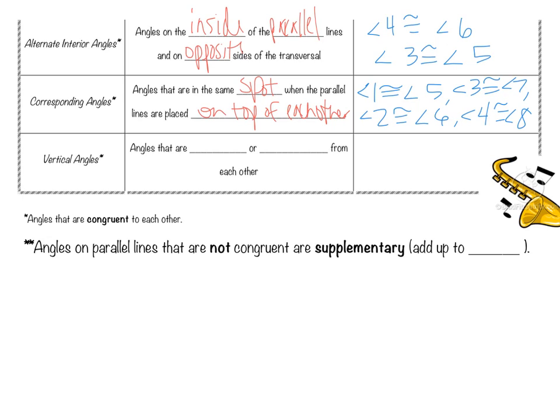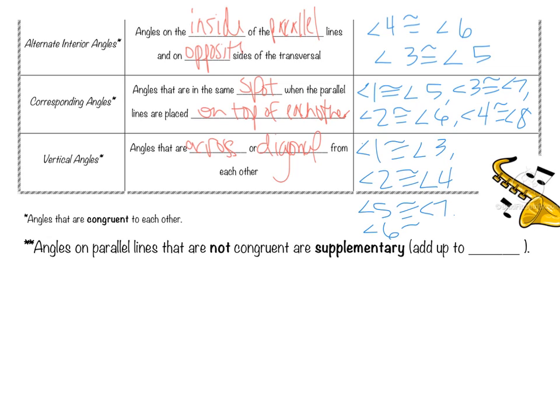And finally, vertical angles are angles that are across or diagonal from each other. Examples of that, angle 1 is to angle 3, angle 2 is to angle 4, angle 5 is to angle 7, and angle 6 is to angle 8. Angles on parallel lines that are not congruent are supplementary. Supplementary means that they add up to 180 degrees.